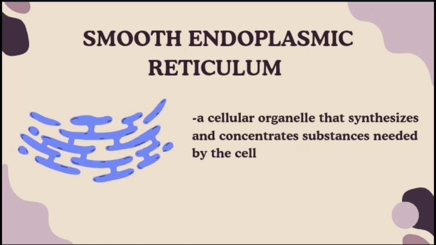The next one is the smooth endoplasmic reticulum. The smooth endoplasmic reticulum makes cellular products like hormones and lipids. It also distributes those products throughout the cell and to places in organisms. The smooth endoplasmic reticulum also regulates the calcium ions and processes toxins.